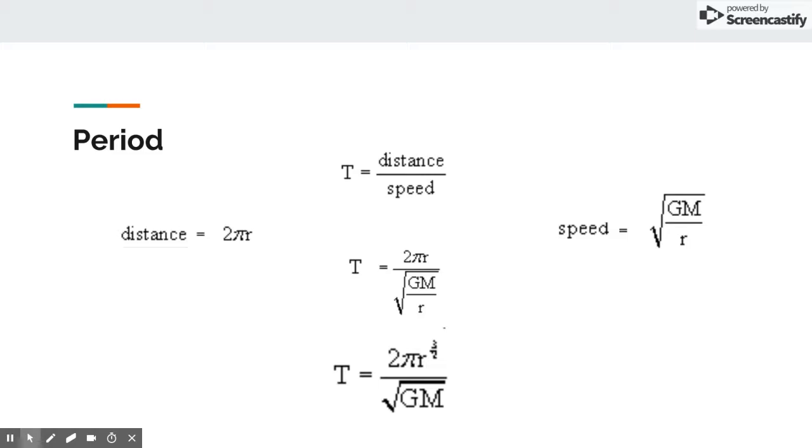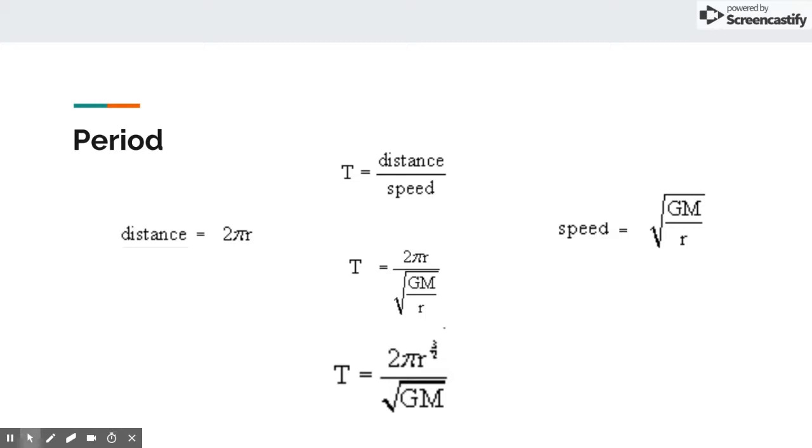So now to find the period, denoted by T, we take the distance traveled by the satellite and divide it by its speed. The distance traveled by the satellite, assuming circular orbit, will be 2 pi times the radius. The speed, as we saw previously, will be the square root of the gravitational constant times the mass of the planet, or in this case the moon, divided by the radius of the orbit.